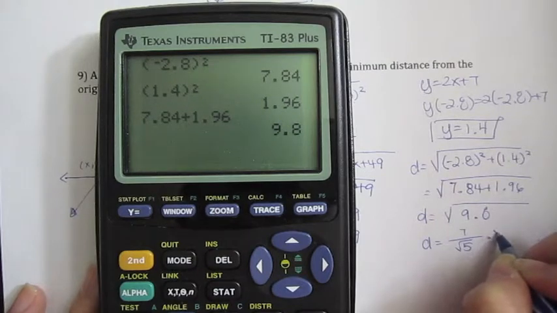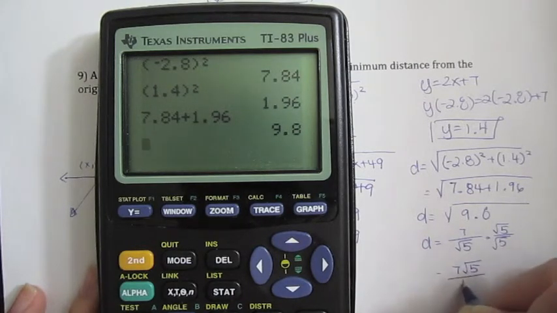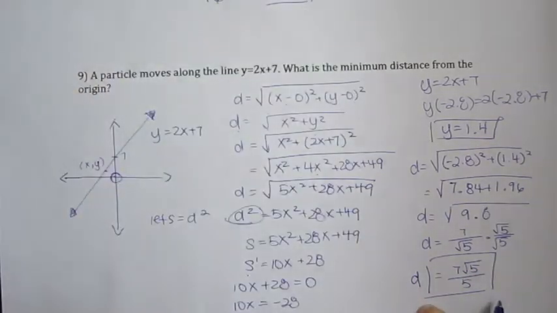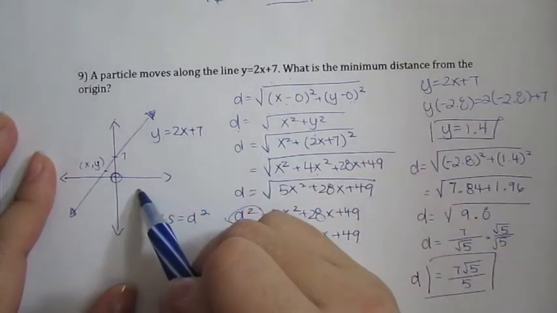If we multiply top and bottom by radical 5, we get 7 radical 5 over 5. That is our answer. That is the minimum distance from the line y equals 2x plus 7 to the origin.